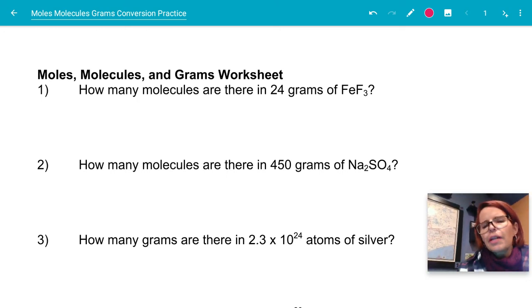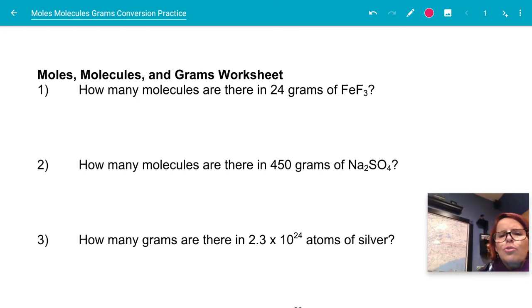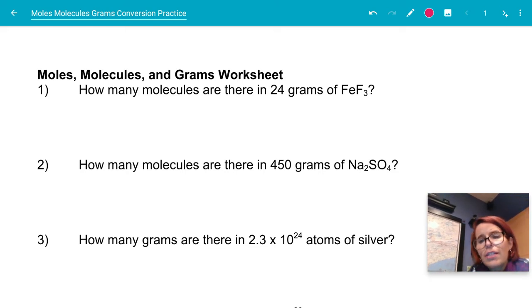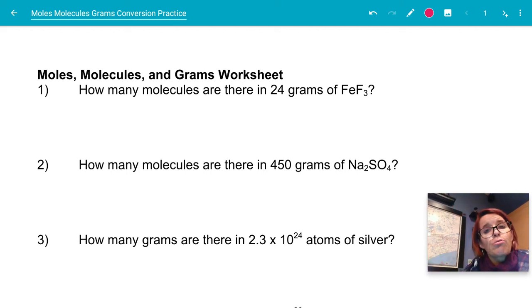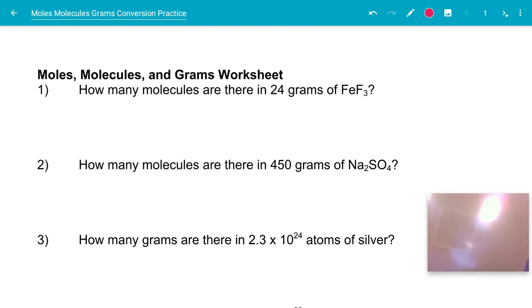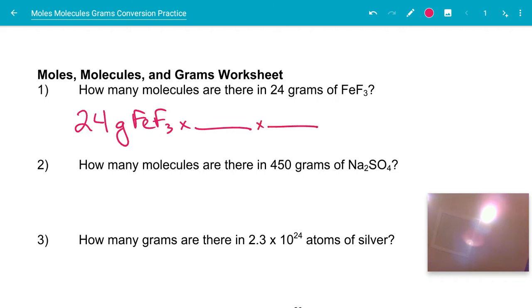Okay, how many molecules are there in 24 grams? So we're actually starting off right off the bat with a grams to molecules equation, and that's one of the hardest ones. That's a two-step equation. So what I always do is I write down what they give me first. So they gave me 24 grams of FeF3. And then I'm going to have to do two conversions to go all the way from grams to molecules.